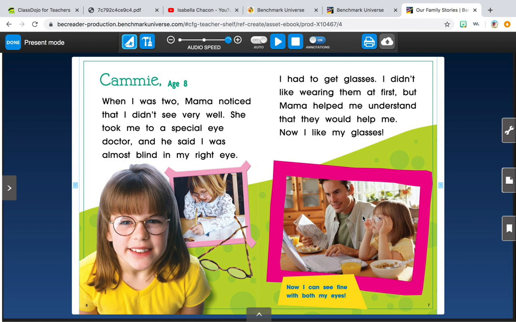So what I want you to do is talk with your family and say, hey, what's a family story that we have? Tell me about when I got glasses, or tell me about when I was born. Because right now that we're all so close together, it's so great to spend some quality, nice time with your family.